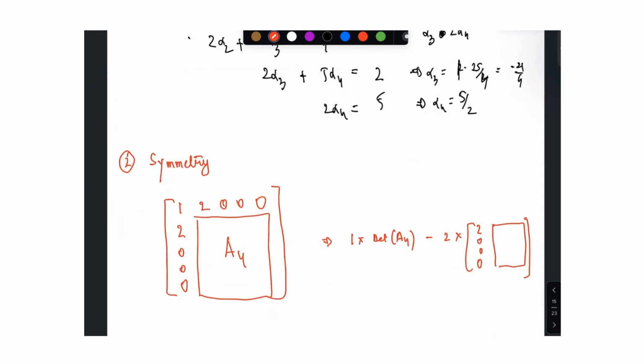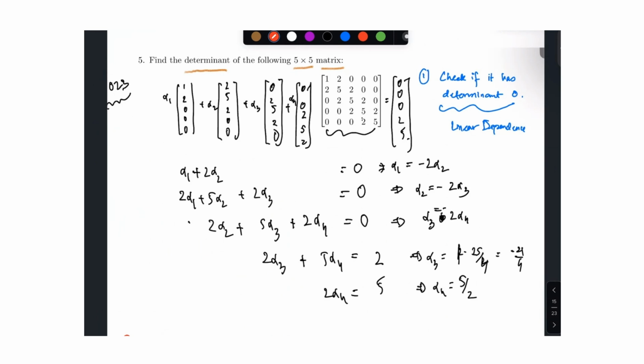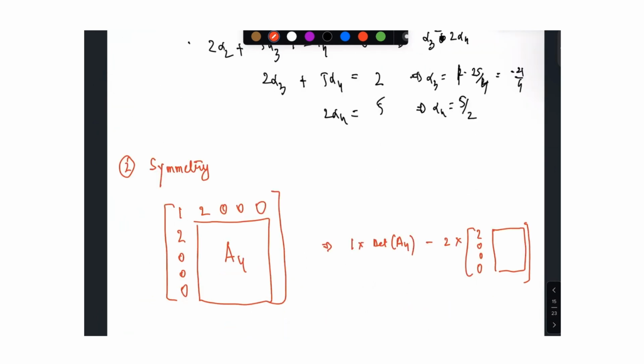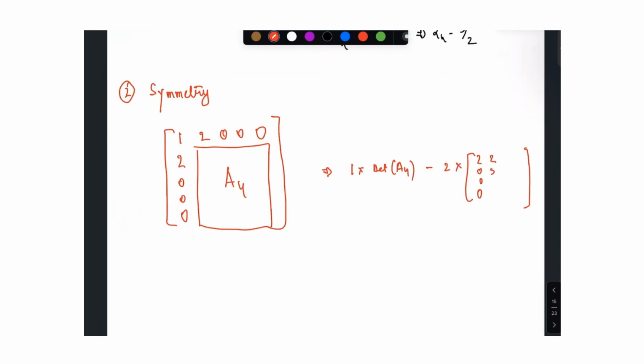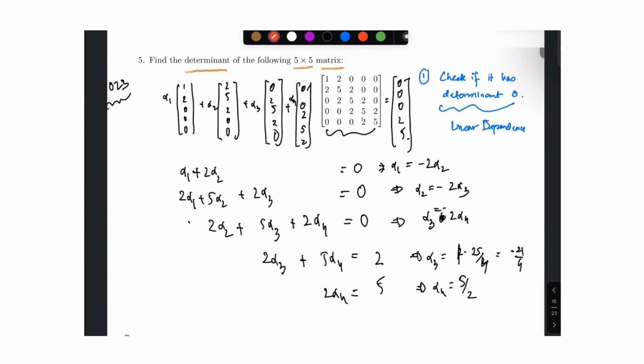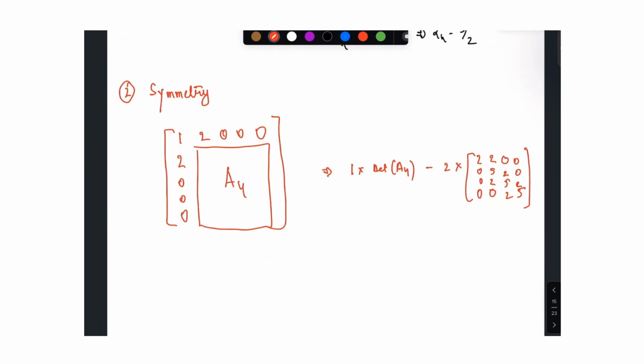So let's write it down properly. It's 2520, 2520, 0252, and 0025. Okay, so this is what we get. That's interesting because it reduces down to us finding the determinant of a 4 cross 4 matrix, which is doable. So let's look into A4 and this.